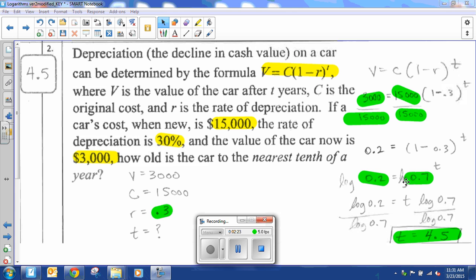And we are not going to use ln, we're going to use log because there's no base E. We're going to use log because the T is what we're solving for. We want to bring this down from the superscript down here to the regular equation. And finally, we divide both sides by log of 0.7, giving us 4.5 years.